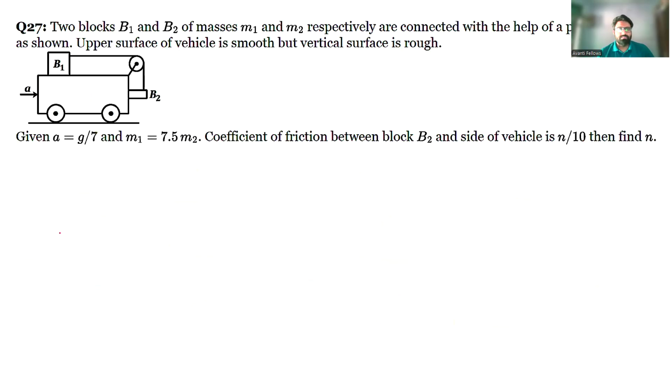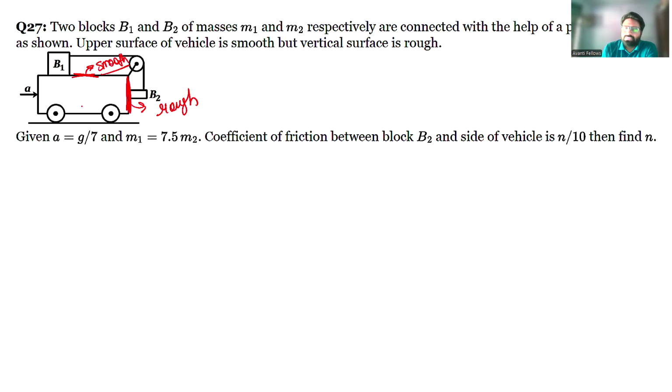now this one: two blocks B1 and B2, of masses m1 and m2 respectively, are connected with the help of a pulley and string as shown. The upper surface of the vehicle is smooth but the vertical surface is rough. Given a is equal to g by 7, m1 is equal to 7.5 times m2. The coefficient of friction between block B2 and the side of the vehicle is n by 10. Then find it. Because this particular surface is rough and this surface is smooth.